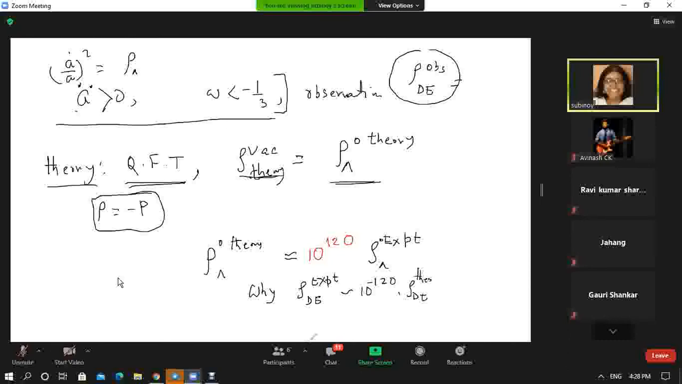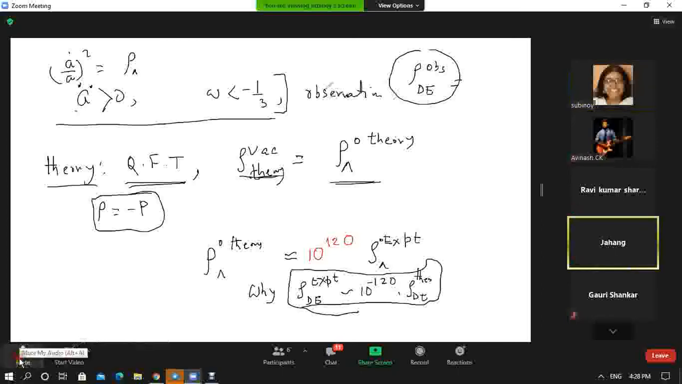This is called the cosmological constant problem. We don't know. This is still a mystery, and there is no answer to this. And it is not a normal number. How much is it? 10 to the power minus 120. So, got the point? Yes or no?